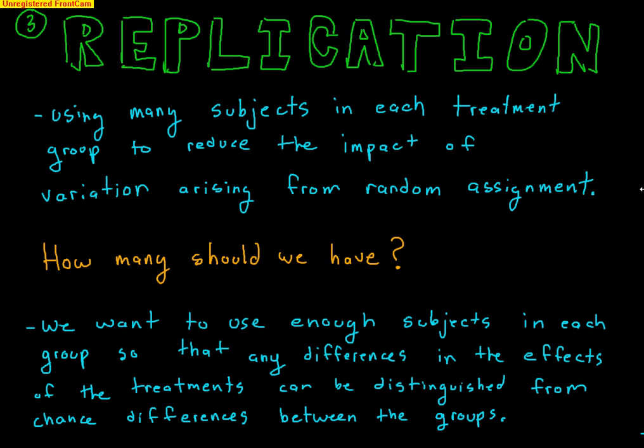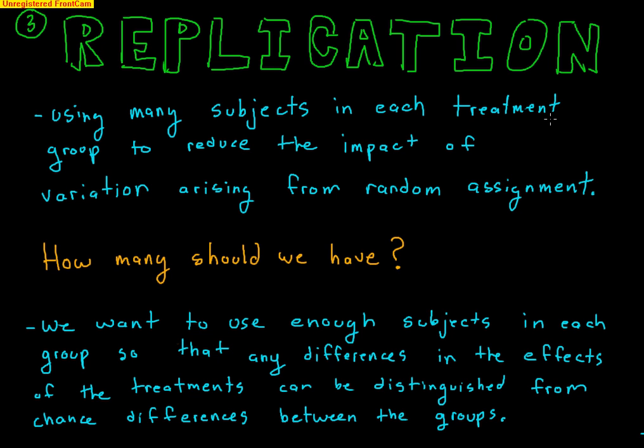Now, why? Well, we want to use enough subjects in each group so that any differences in the effects of the treatments can be distinguished from chance differences between the groups. Now, this confuses a lot of people, so make sure you write these 2 things in blue down here dealing with replication, and I really want to make sure I explain why. Using many subjects in each treatment group to reduce the impact of variation arising from random assignment.